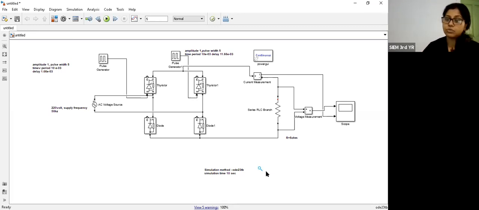If you click on that simulation button, you can see that there are various types of simulation methods. Trapezoidal method, Gauss-Seidel method, etc. So from that particular simulation method, we have to choose ODE 23 TB. That is a trapezoidal method, and the simulation time is 10 seconds. So this is the specification for symmetrical configuration of single phase half control rectifier considering resistive load.